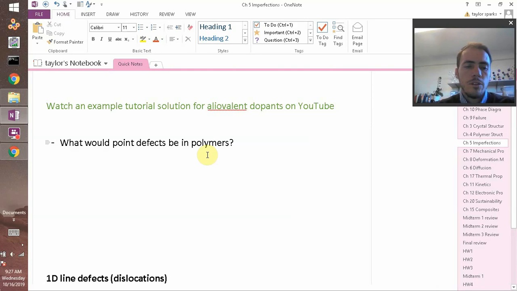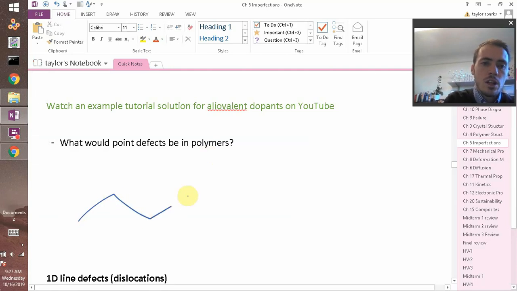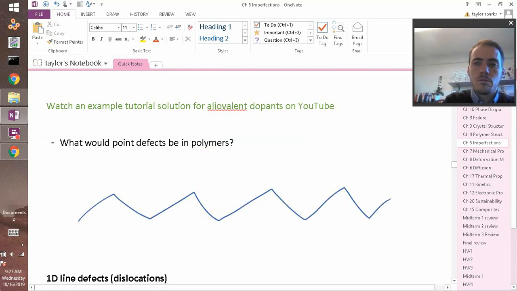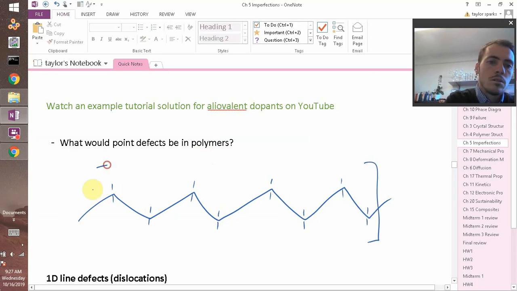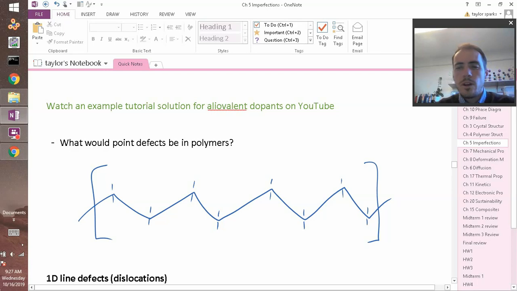Well, a point defect might be, let's say you've got your chain of carbon atoms in a simple structure, say polyethylene. So polyethylene, remember, all of these side groups, which I'm just writing as dashes, are actually hydrogens. So it's CH2s all the way along this chain. What would a point defect look like? Well, it might look like something other than a CH2 link along the chain.